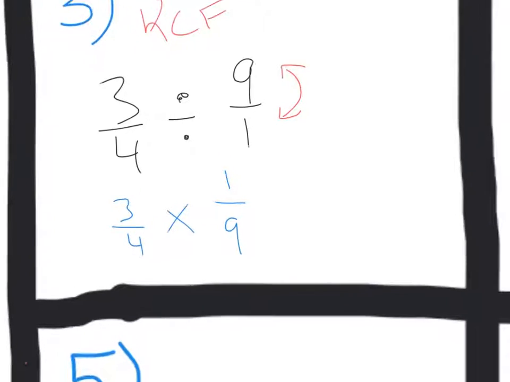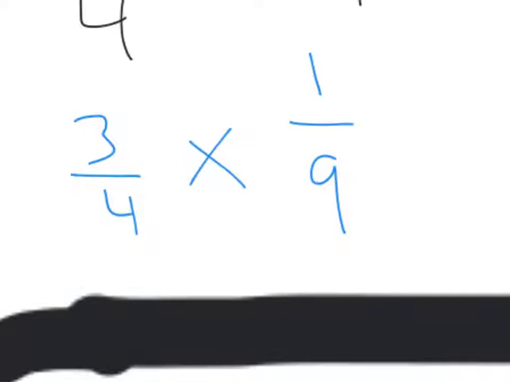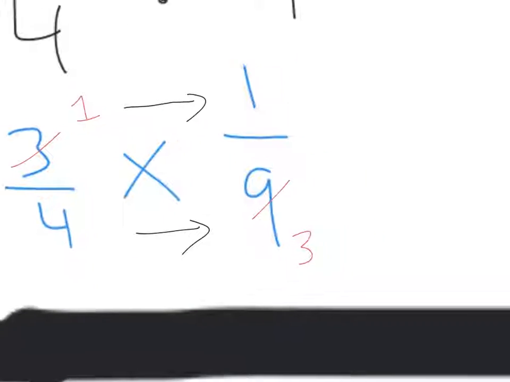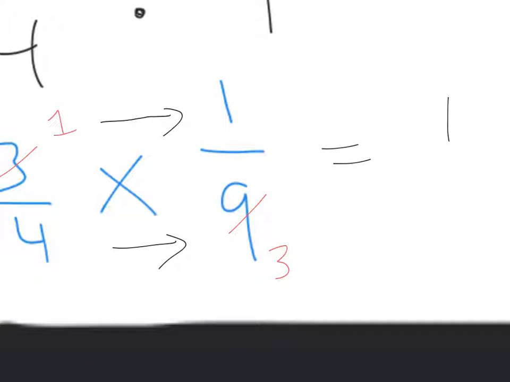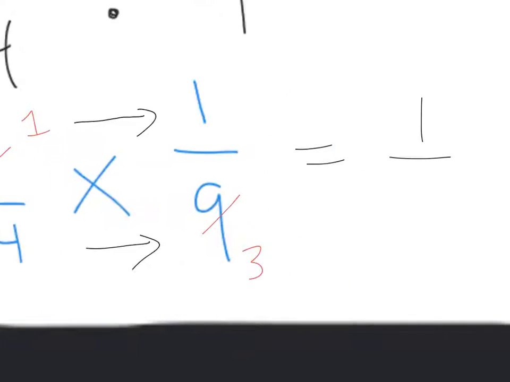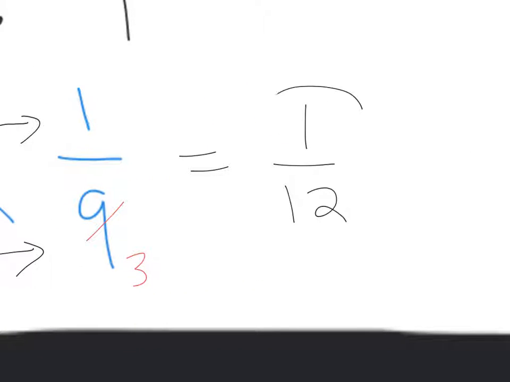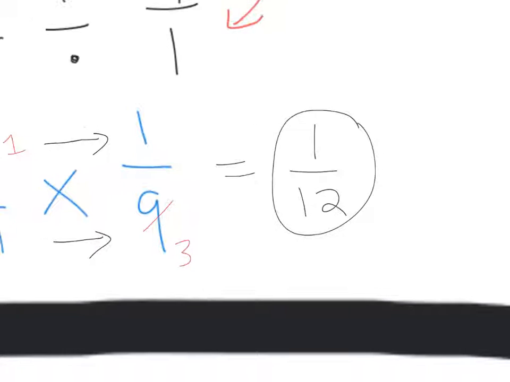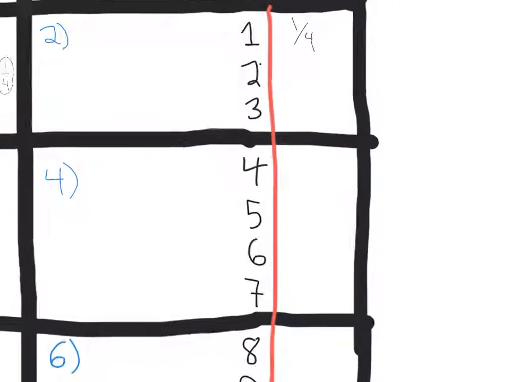Alright, zoom in on what we're working with. 3/4 times 1/9. We can actually cross cancel here again. 3 will go into itself 1 time, and 3 goes into 9 3 times. That's all we can cross cancel, so let's go ahead and multiply straight across the top and bottom, and we get 1 over 4 times 3 makes 12, 1 over 12. And that would be your answer for number 3. Go ahead and put that in my answer column.